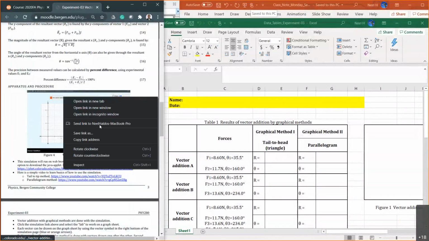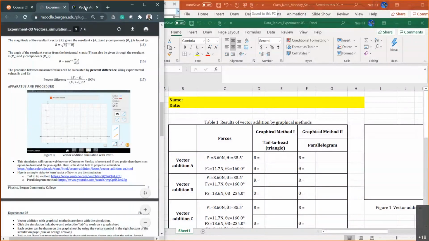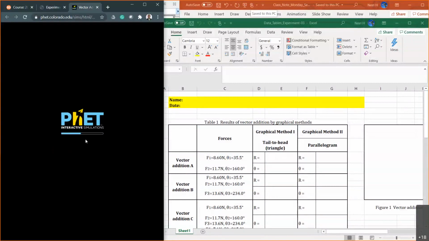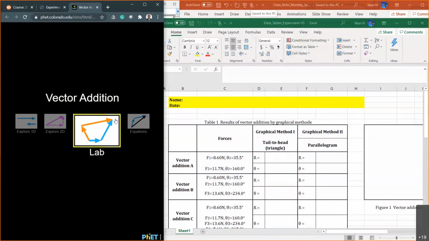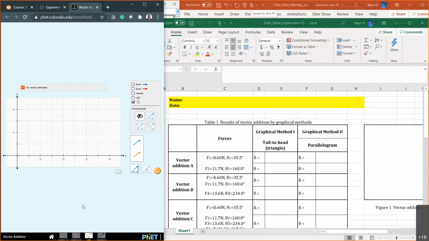You can just click on that. That should open up a page that looks like this. It should work without any problem in any web browser. The option you need is the third option, called the lab. If you click on that, this should open up.